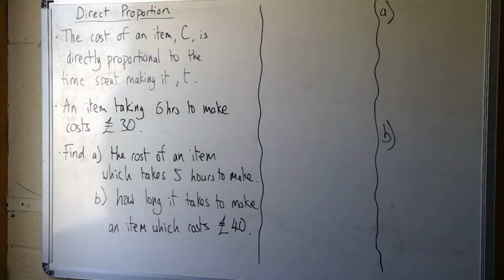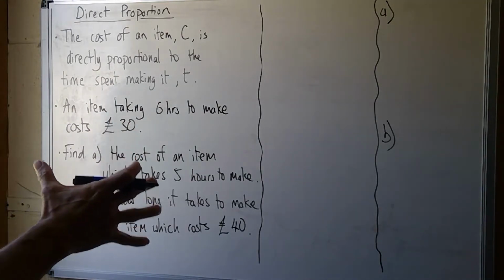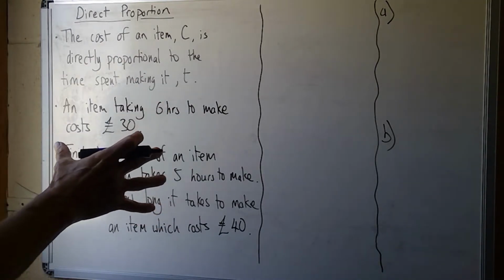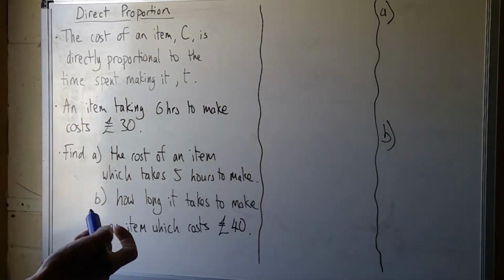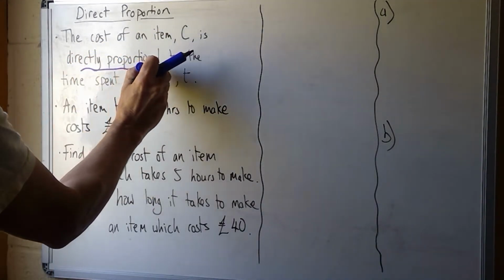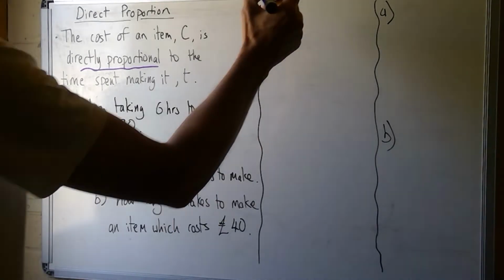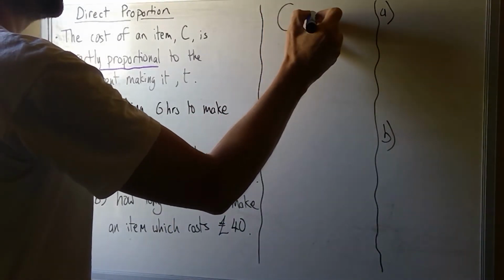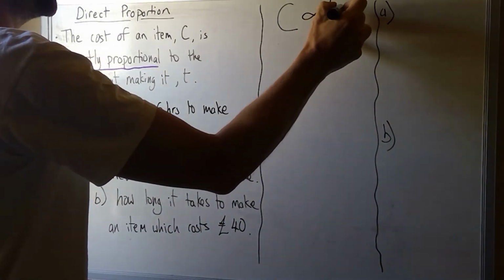£40. I suspect many of you could solve this intuitively, but I'm really interested today in getting the method right so we can use that when we have more complicated problems later on. So we start with this statement here. The cost of an item C is directly proportional to the time spent making it. And we write this: C is directly proportional to T.